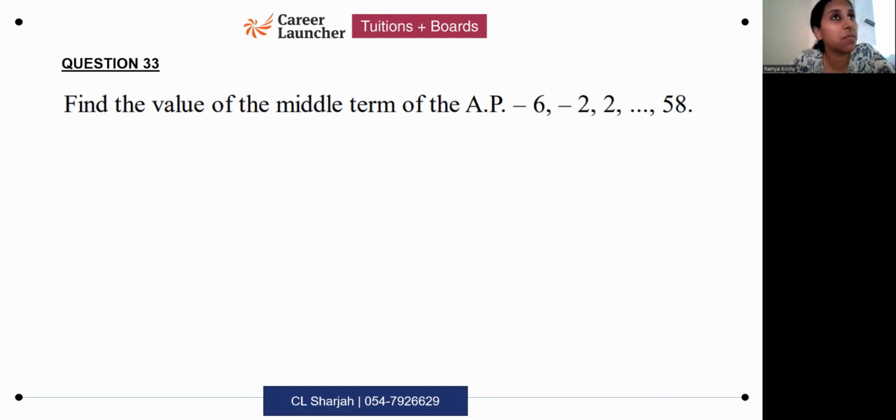To find the middle term's position, first you need to know how many terms are there. You need to know the n value, right? How many terms are there you should know first. How do you find out the value of n? I'm using the an formula. You find the value of n. Then how do you find the position of the middle term?